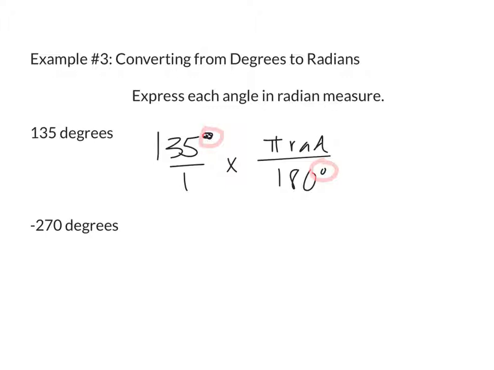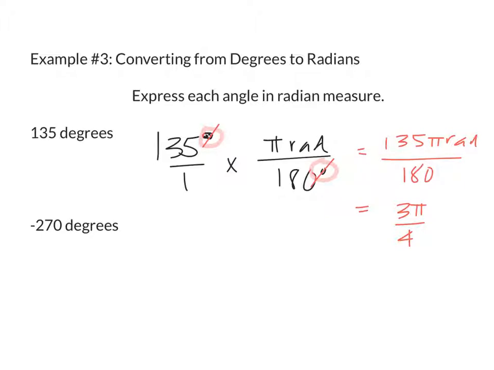If you multiply straight across, that would give you 135, and actually I'm going to go ahead and start canceling. So the degrees cancel, and that leaves me with 135 pi radians over 180. From here, all we do is reduce. We don't typically need the word radians anymore; we just leave it as pi. So 135 pi over 180 would reduce all the way down to 3 pi over 4.